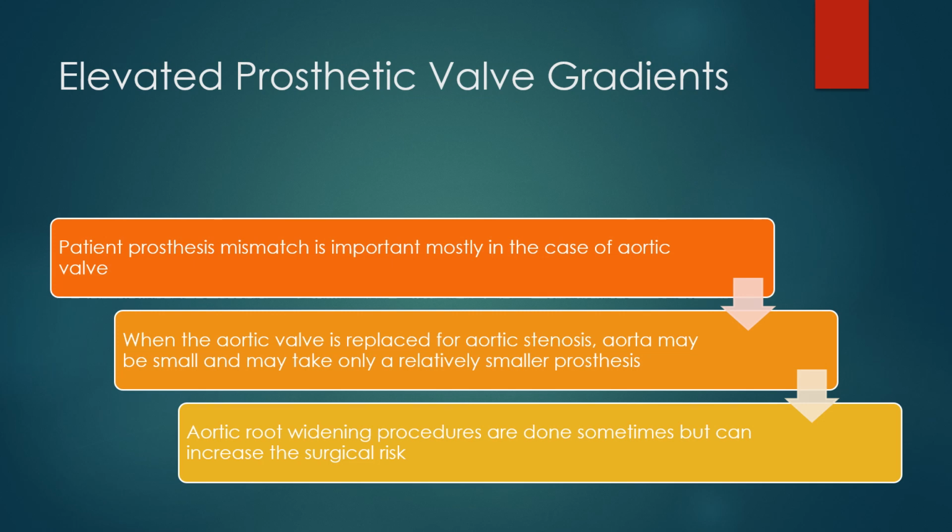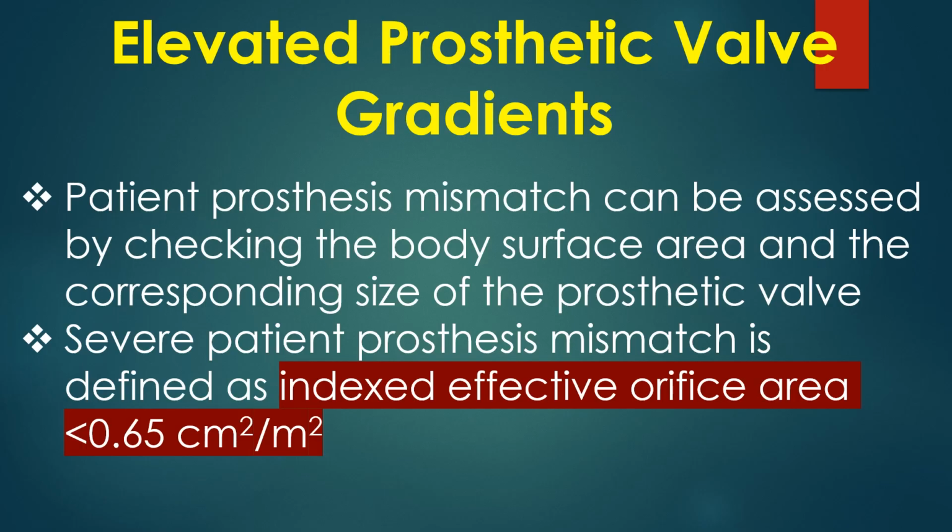Patient prosthesis mismatch is important mostly in the case of aortic valve. When the aortic valve is replaced for aortic stenosis, aorta may be small and may take only a relatively smaller prosthesis. Aortic root widening procedures are done sometimes but can increase the surgical risk. Patient prosthesis mismatch can be assessed by checking the body surface area and the corresponding size of the prosthetic valve.